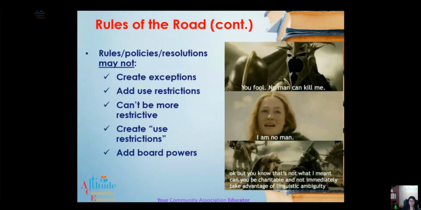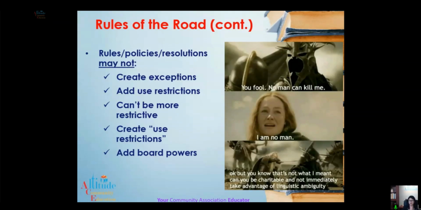Okay, what else can't we do with our rules? We can't create exceptions. What does that mean? Well, let's say you have a declaration that says boats may not be parked in the community. And the board says, well, we're just going to allow it as a temporary expedience, right? While homeowners are bringing their boats in, we'll let them keep it there for like 48 hours, and then they have to move it.